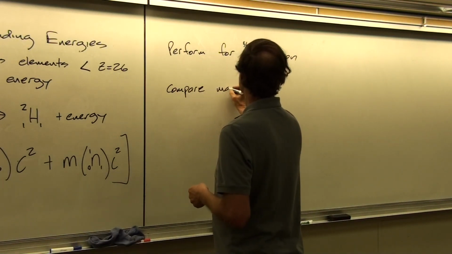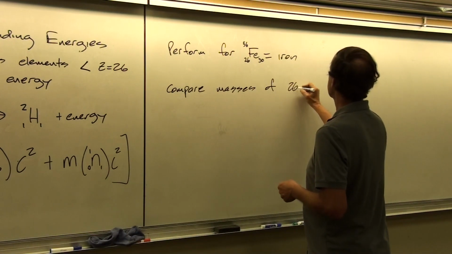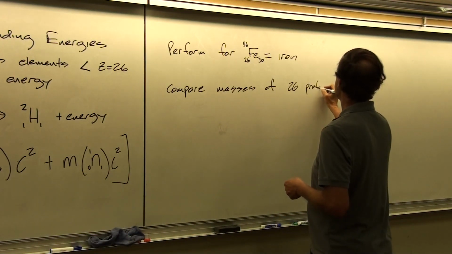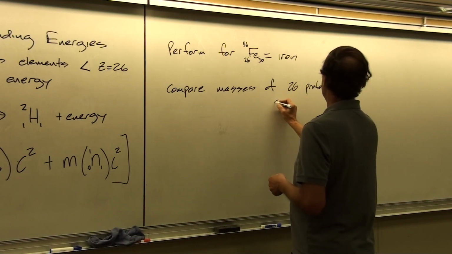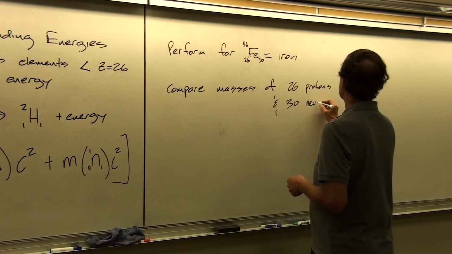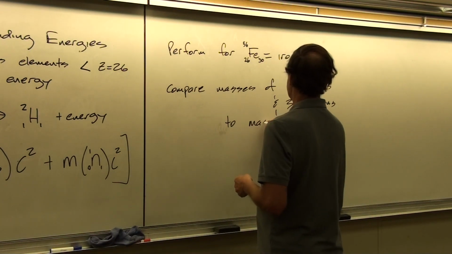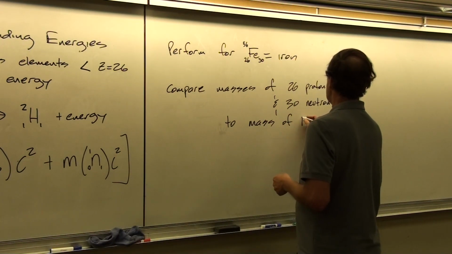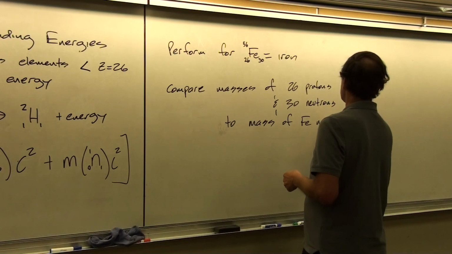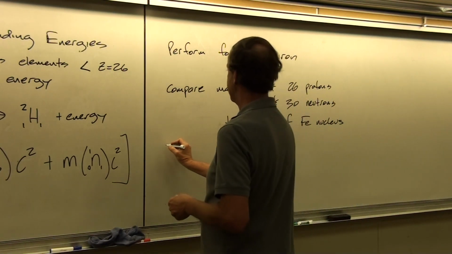Okay, and so what we need to do then is compare the masses of 26 protons and 30 free neutrons to the mass of the iron atom. So, and that'll be our binding energy.